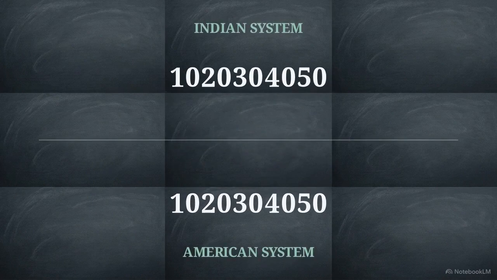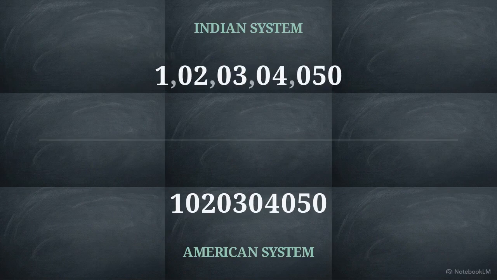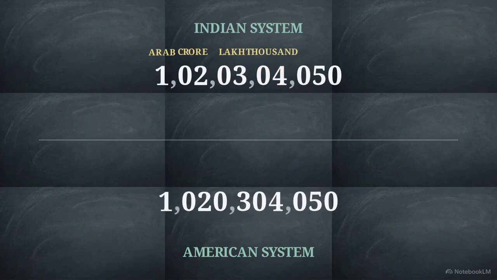Apply both rules to this 10-digit number, 1020304050. How would you group it for each system? Using the Indian pattern of 3, then 2, we get 1 Arab, 2 crore, 3 lakh, 4,050. Using the American pattern of 3, 3, 3, it becomes 1 billion, 20 million, 304,050.